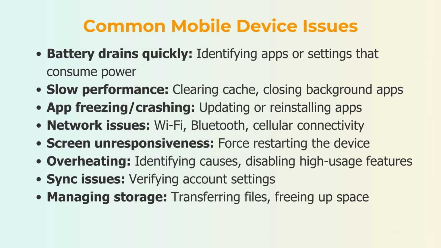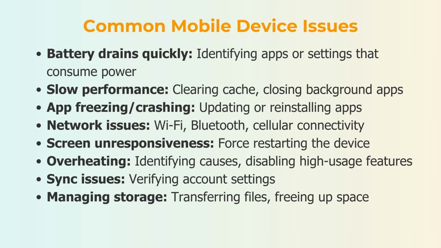Mobile devices can experience a wide range of issues, from battery drain to slow performance. One of the most common complaints is that the battery drains too quickly. This can often be caused by apps running in the background or settings like Bluetooth or Wi-Fi being left on unnecessarily. Managing these settings can help improve battery life. Slow performance can often be fixed by clearing the cache or closing apps running in the background. App crashes or freezing can usually be solved by updating or reinstalling the problematic app.